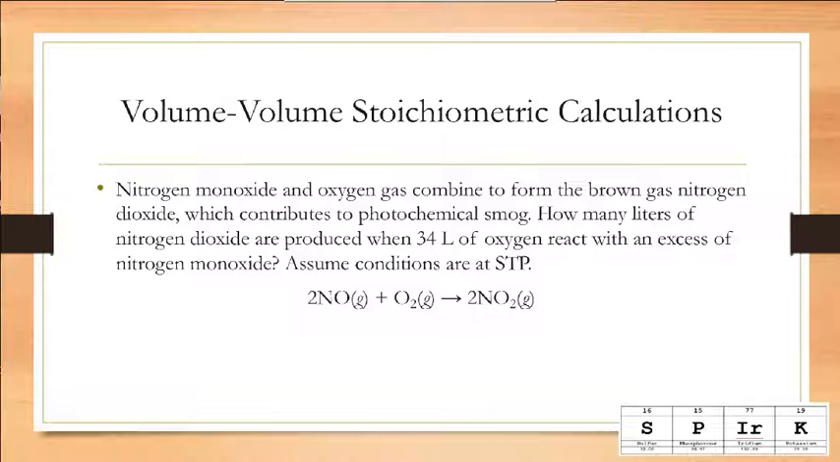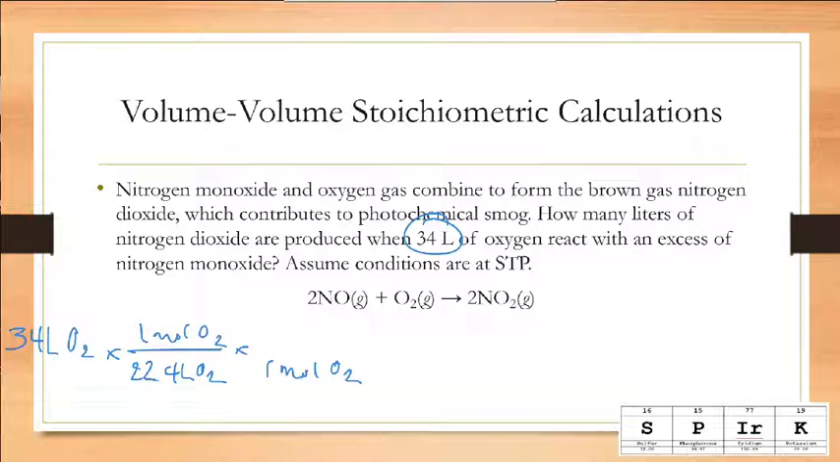So again, we start with what they tell us. 34 liters of oxygen, and we are trying to get to the liters of NO2. So we know that there are 22.4 liters of O2 for every 1 mole of O2. And our mole-to-mole ratio is 1 mole of O2 for every 2 moles of NO2. And then we also know that there are 22.4 liters of NO2 for every 1 mole of NO2.